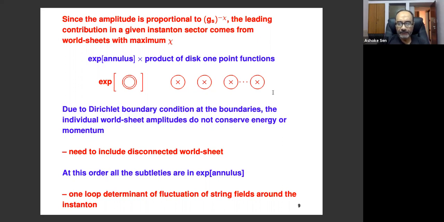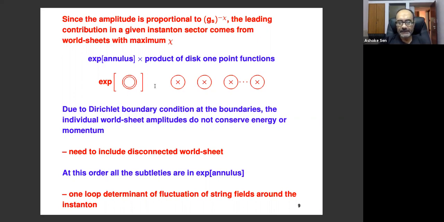Now, what is somewhat peculiar, you can see, is that we have included disconnected worldsheets. Now, this, of course, is not unusual. You have to do this even in normal closed string amplitudes. Except that normally we don't include this because a given connected component of the worldsheet has separate energy momentum conservation. And so if you work at a generic point in the kinematic space, then only the connected diagrams come.